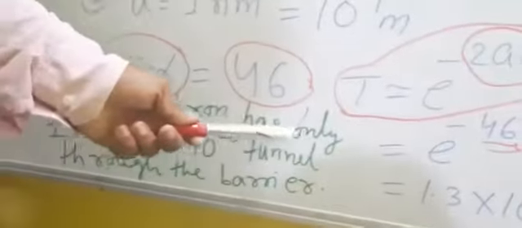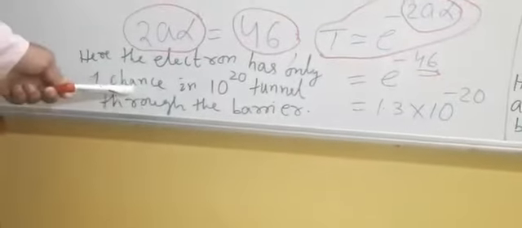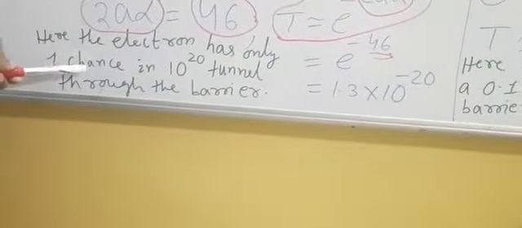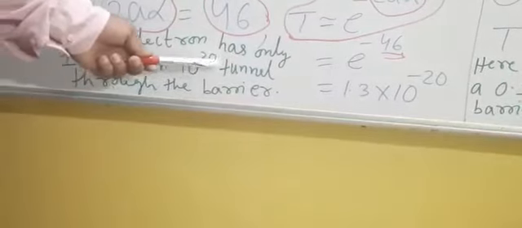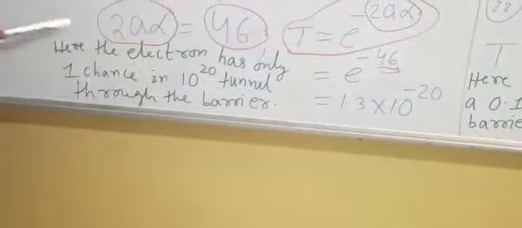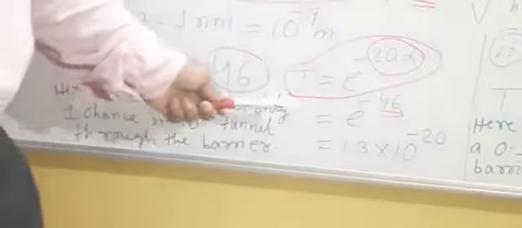What is the conclusion of this? The conclusion is that the electron has only one chance, because 1.3 let it be 1, that means 1 chance in 10 to the power 20 to tunnel through the barrier. So it is the transmission probability. So it is the first case.